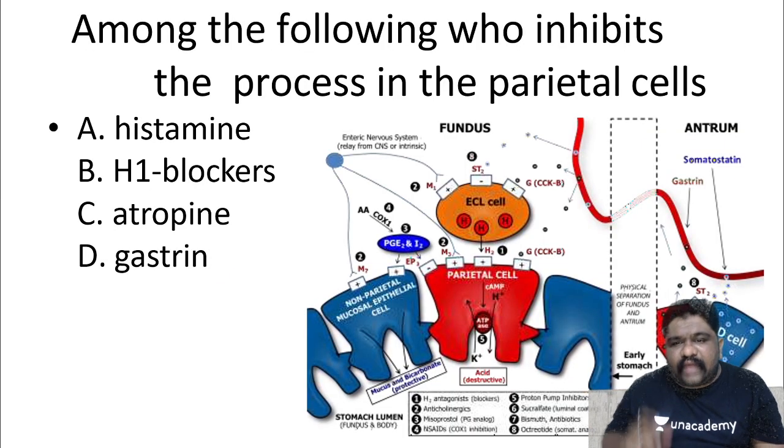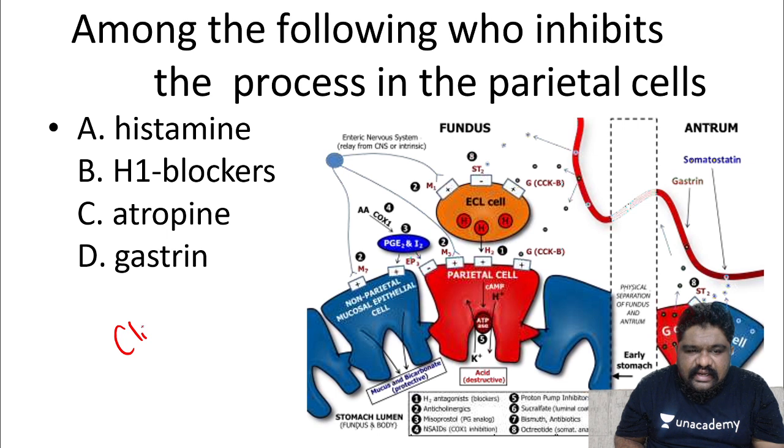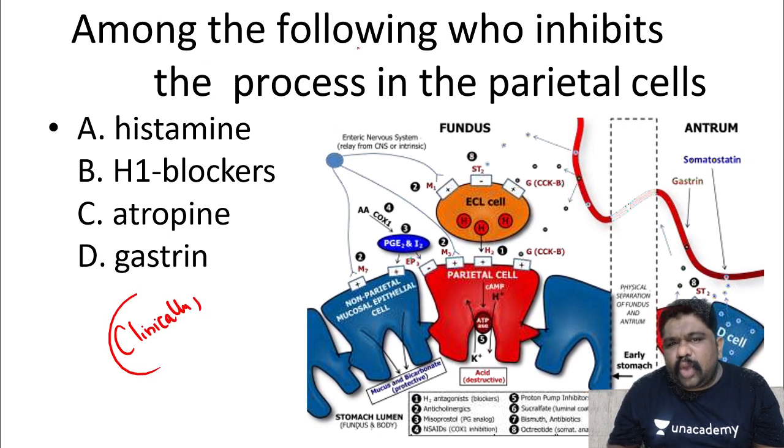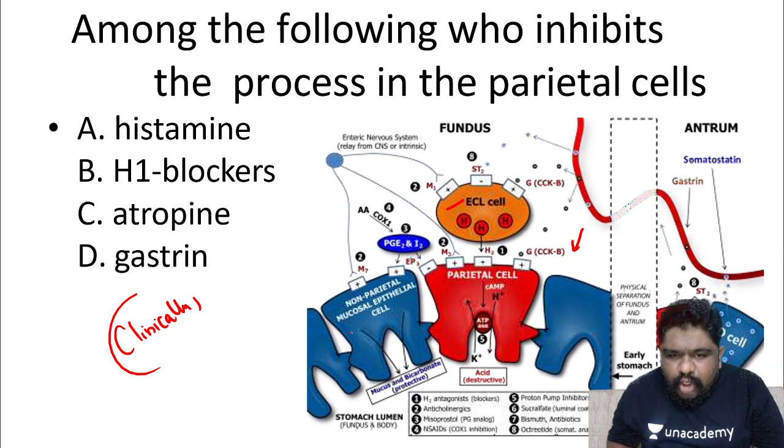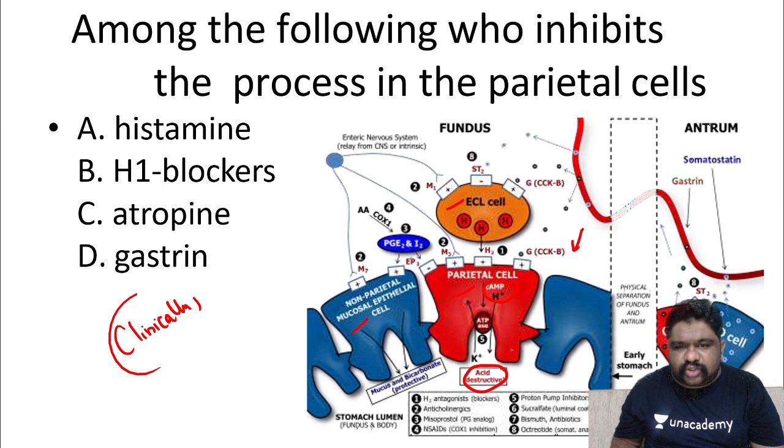Now look at the application part, which can be clinically relevant in case of picture-based questions. In this picture, they are asking you, among the following, who inhibits the process in the parietal cells? What do you think about the parietal cells? Think about all logical things that you know about the fundal cells. You have ECL cells, non-parietal mucous epithelial cells, parietal cells. In the parietal cells, cyclic AMP plays a major role, while you also understand acid can be secreted by the parietal cells into the lumen.